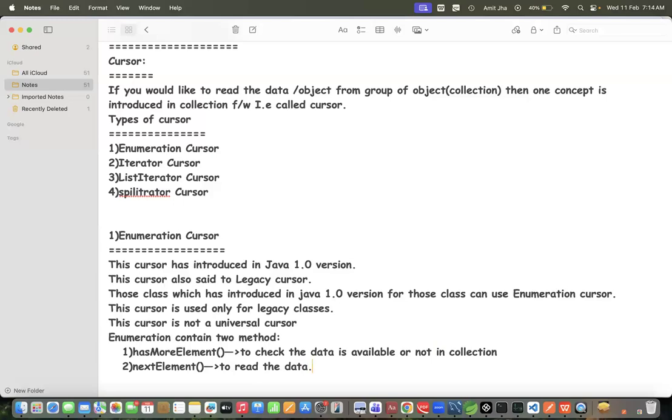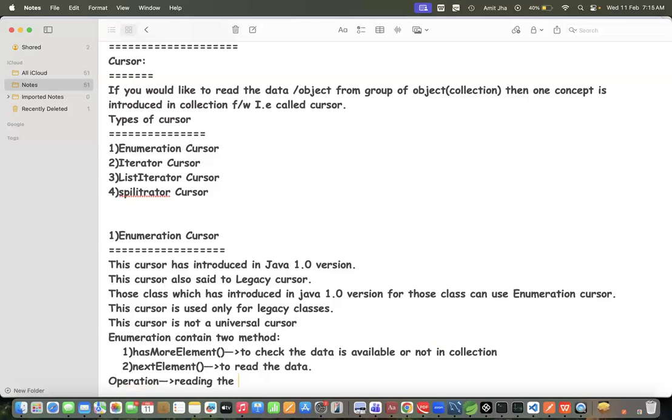Then see what operation it performs. This Enumeration cursor performs the read operation. It is not writing anything. As per operation wise, what does it do? Reading the data. Yes or no?